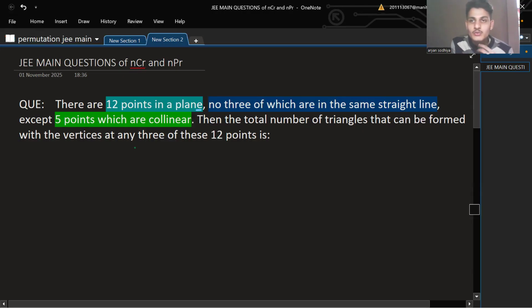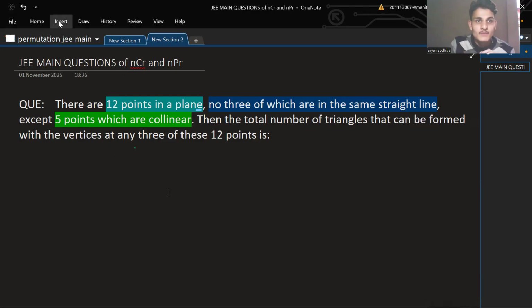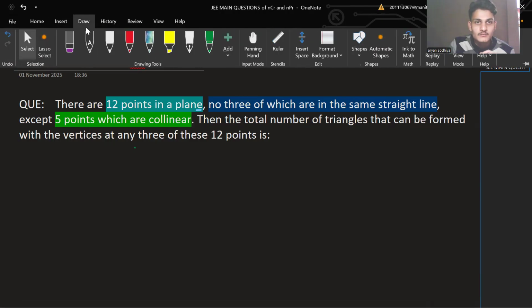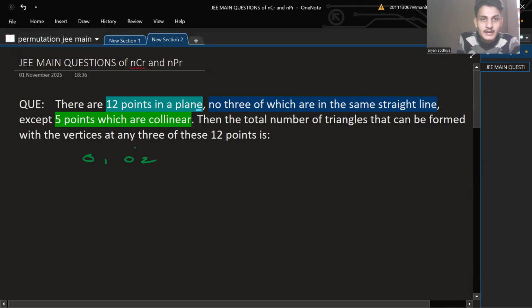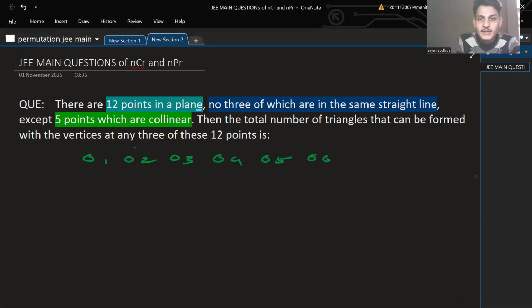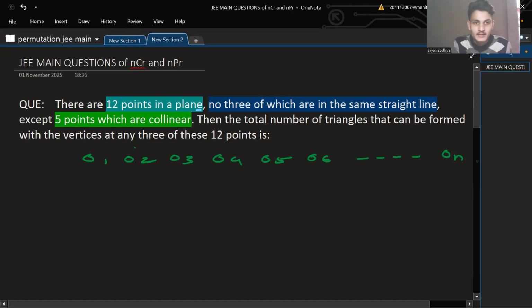So what is NCR used for? Do you remember for what purpose we use the NCR? As we discussed, if n distinct objects are given, we use it to make groups, a group of R size.